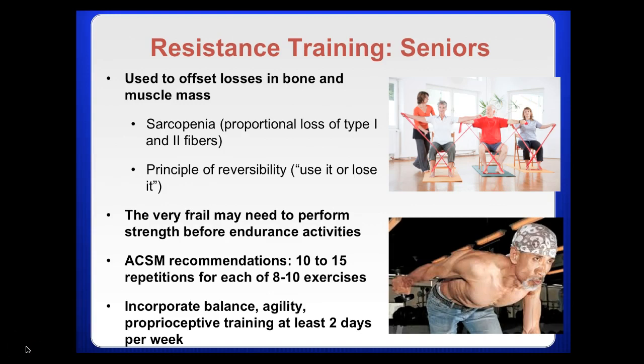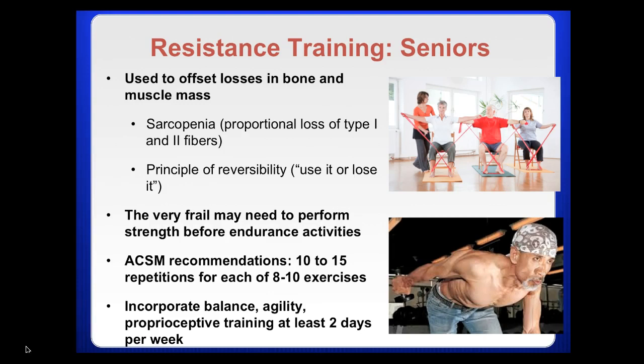Resistance training is also great for seniors. It can be used to offset losses in bone and muscle mass. Seniors typically start to suffer from sarcopenia, sarco meaning muscle, and penia meaning to lack or have a deficiency. And we see that there is a proportional loss of type 1 and type 2 fibers. So we also have to think of our principle of reversibility here. You are going to either use that muscle or you lose it.